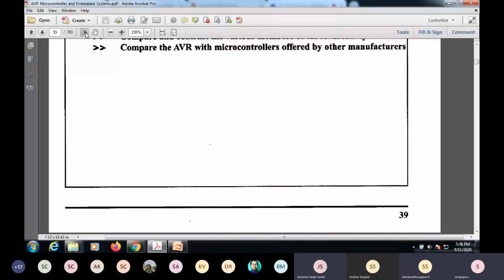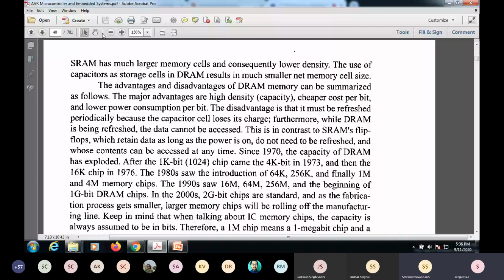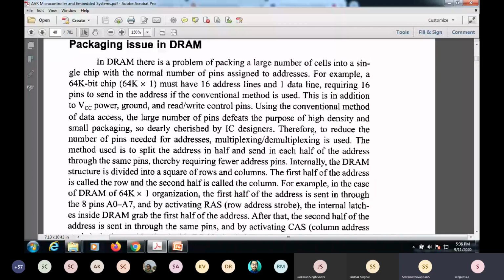See, there is a problem packaging a large number of cells into a single chip with the normal number of pins assigned to address. A 64-bit memory must have 16 address lines and one data line, requiring 16 pins to set the address if the conventional method is used. This is in addition to VCC power. Can you tell me which line you have the interpretation of? Sir, it's written multiplexing, demultiplexing, in the next line: to reduce the number of pins needed for addressing. Do you understand this multiplexing and demultiplexing?